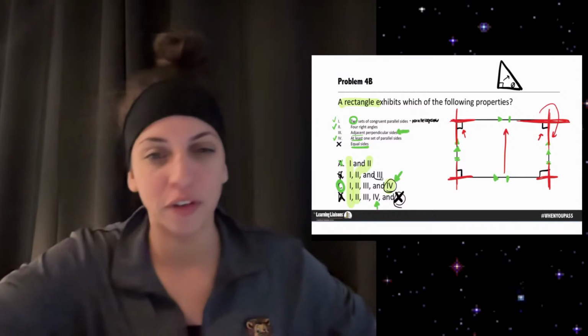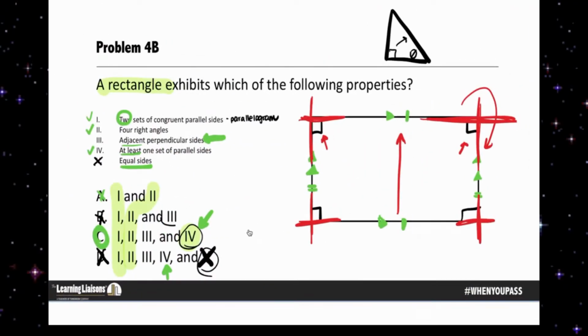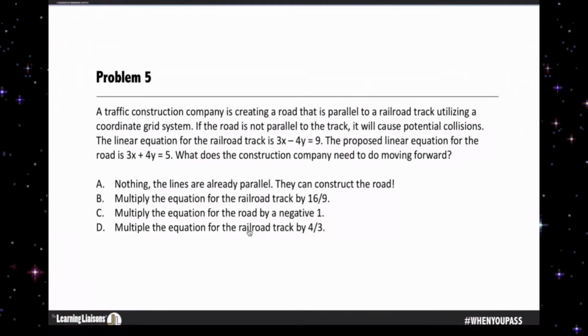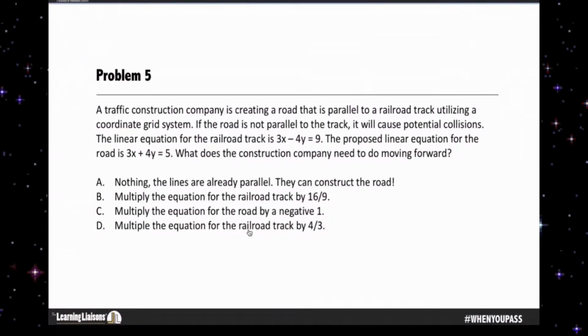All right, let's go ahead and move on to the next problem. This is another problem that came recommended, so let's go ahead and read it together. A traffic construction company is creating a road that is parallel to a railroad track, utilizing a coordinate grid system.